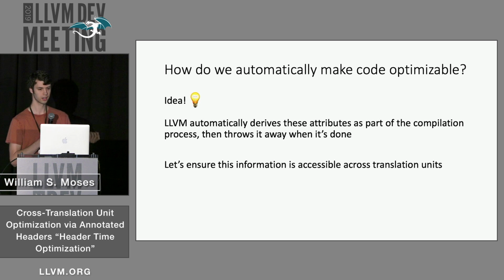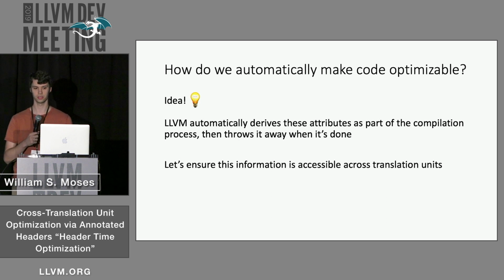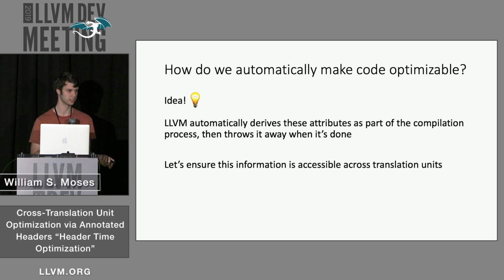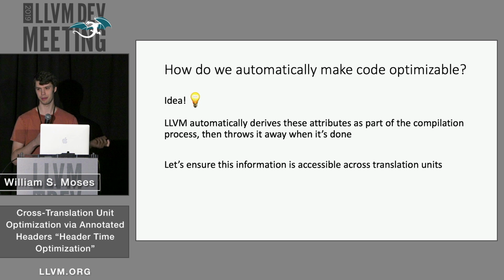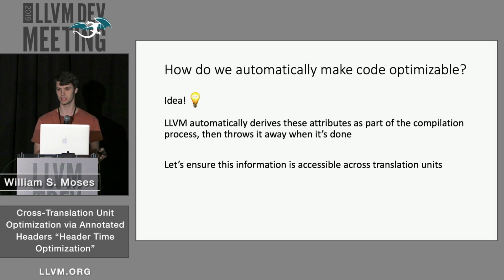So how do we make this program automatically optimizable? The idea is that LLVM automatically derives most of these attributes as part of the compilation process and then probably decides to throw this away once it's finished compiling your particular source. So let's do something to make sure that this information is really accessible across individual translation units.